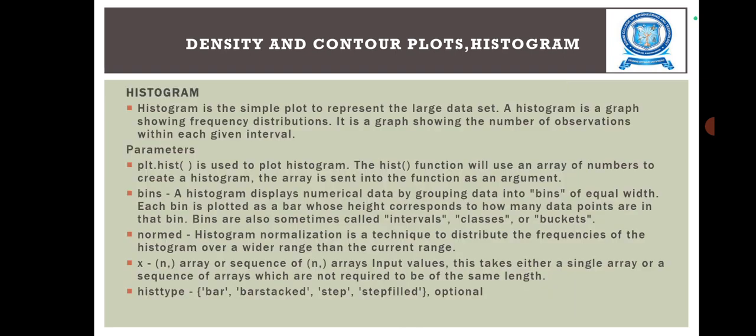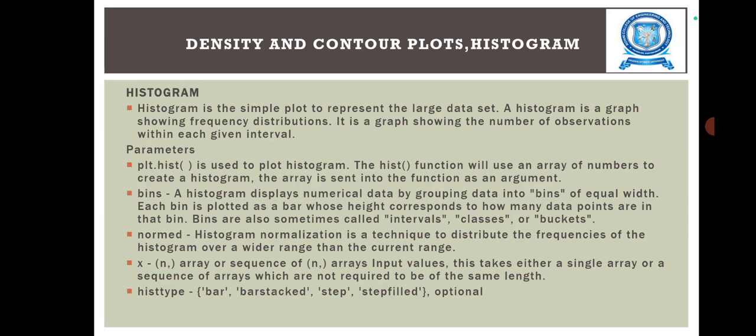It is a simple plot to represent a large data set. A histogram is a graph showing frequency distributions. It is a graph showing the number of observations within each given interval. Parameters: plt.hist is used to plot a histogram. Here the function will use an array of numbers to create a histogram. The array is sent into the function as an argument.